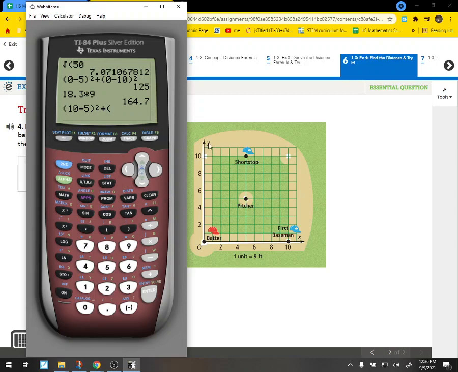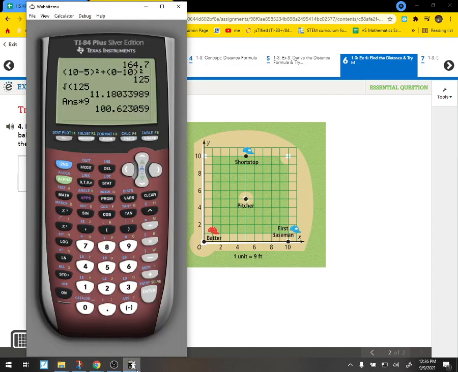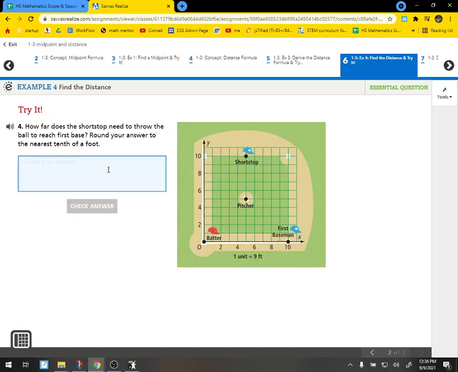Then I do the other, first base again. What's the y value? Oh, the y value is 0 minus, what's the y value here? Oh, 10. Throw a squared on it. And I got 125. And so I take the square root like we did before. It's 125. And that's how many spaces it is. It's 11.18 spaces. And we're doing 9 feet per space, so they're about 100 feet apart. And it says round to the nearest tenth of a foot, so 100.6.